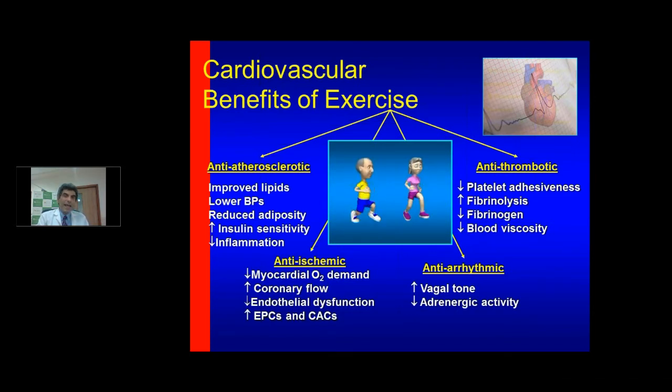And lastly are the anti-arrhythmic effects. With regular exercise, your vagal tone increases. So your risk of sudden cardiac death with arrhythmias becomes much lower. It also decreases your adrenergic activities. If adrenergic activity is high all the time, that's also going to put you at a higher risk. So just to reiterate, the four areas of cardiovascular benefits of exercise will be anti-atherosclerotic, anti-ischemic, anti-thrombotic, and anti-arrhythmic.